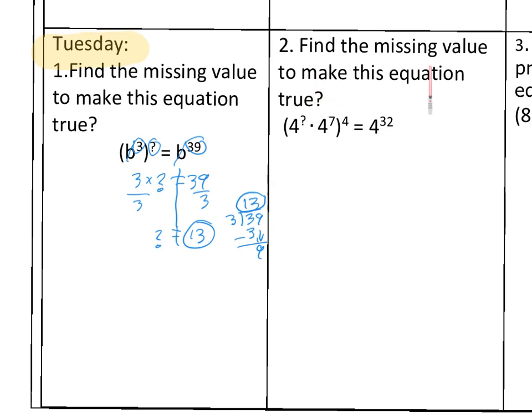Number 2, find the missing value to make this equation true. Notice the bases are the same. We have a 4 and a 4, but we have a series of thrilling, exciting exponents. I'm not worried about the 4s. I'm worried about the question mark, the 7, the 4, and the 32.